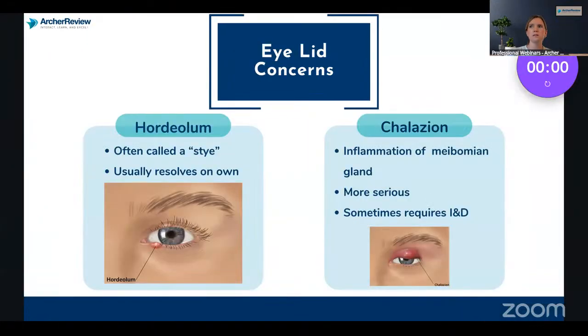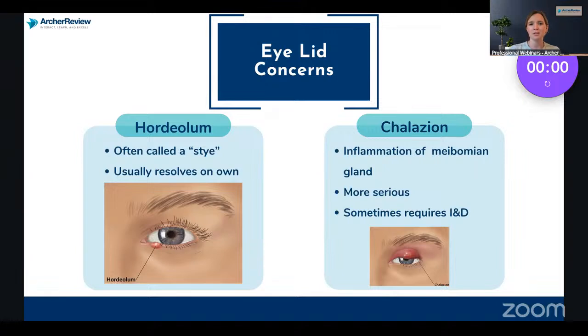All right, so two other eyelid concerns I just wanted to talk about. A hordeolum is also called a sty. That's what most people call it. That one is going to be more abrupt onset, usually within the day or overnight. They will get better by themselves, so they improve on their own within a couple of weeks, usually 1 to 2 weeks. They do not need any antibiotics.